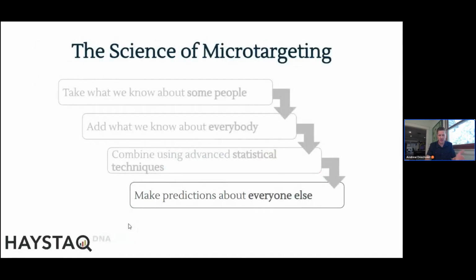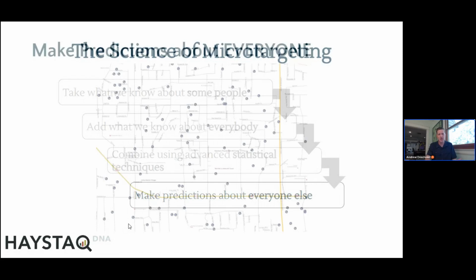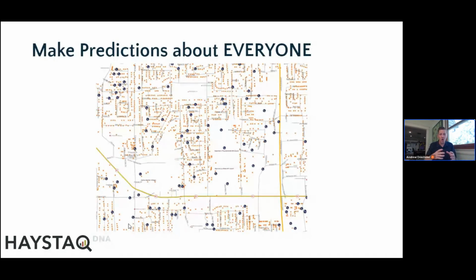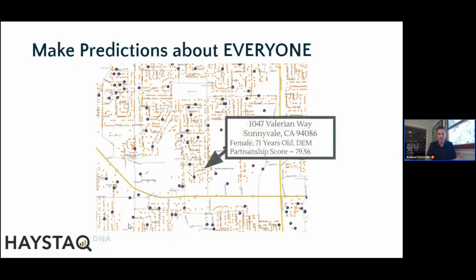So what we're doing, the last step here, is making predictions about everybody else. So we talk to all these dots where you see the little phone icon here. And what we're doing is then we're applying scores to all the other voters. So we don't have to talk to every voter. We're talking to a very small percentage of them. That allows us to make predictions on everybody else. And then this is just an example of somebody here. We didn't talk to this person, but we know that their partisanship score is 79.56. So 80 on the partisanship. So you're able to message this person with a particular message.